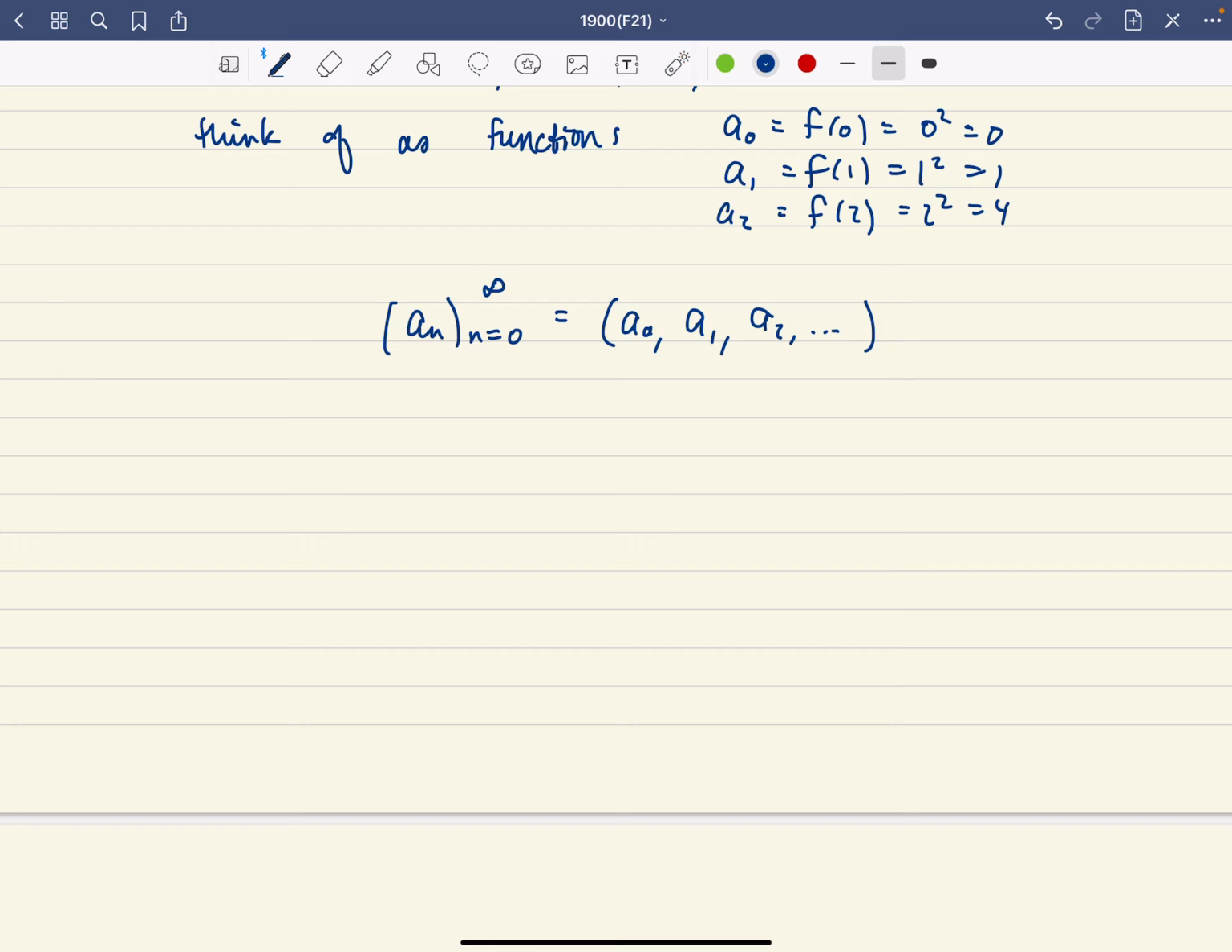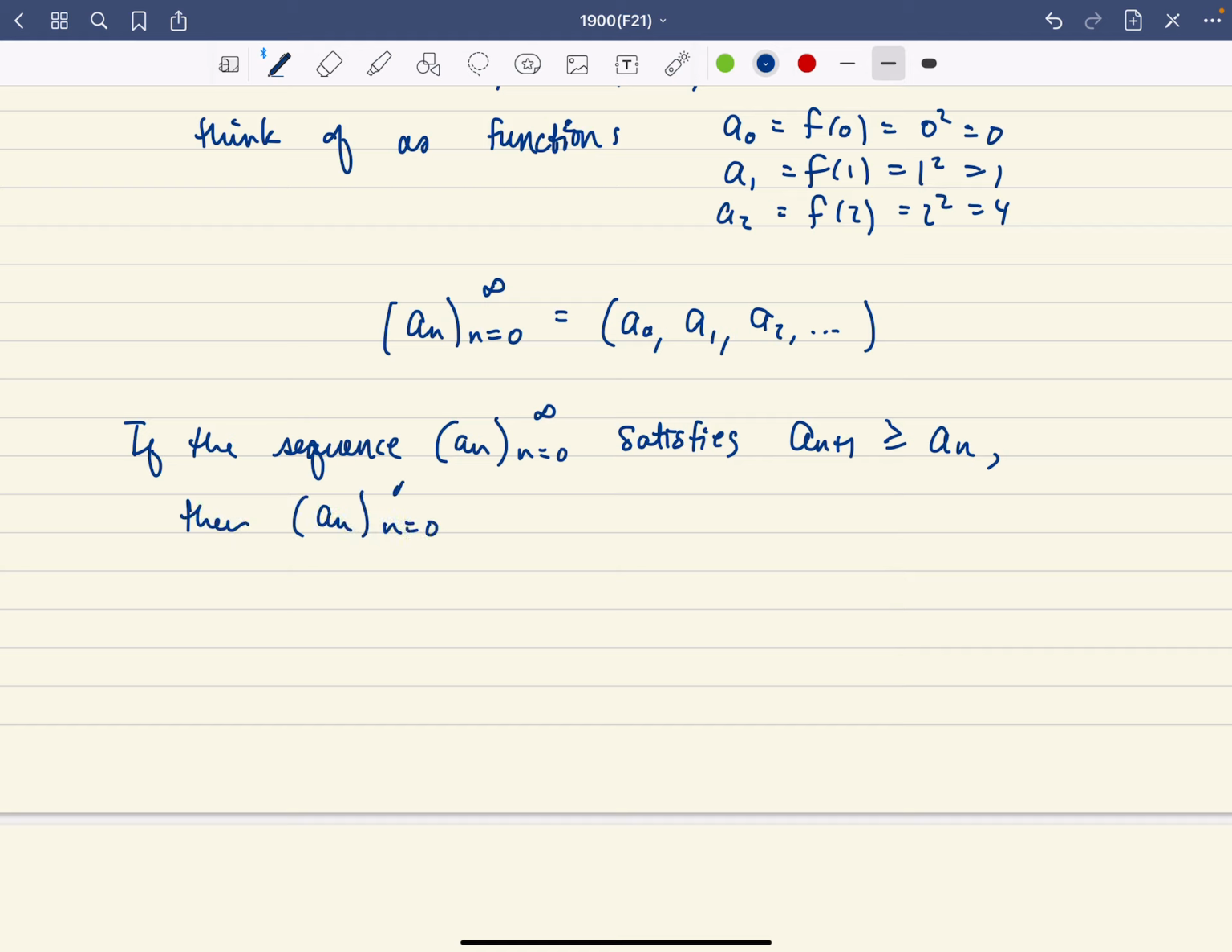Now, a few other things to say here about sequences. This will be a longer section, and therefore I'll have to break this up into a few videos. Here are a few properties of sequences that I think are worth talking about. The first is, if you have a sequence a sub n, which is our general form of a sequence, and the sequence satisfies the inequality that a sub n plus 1 is greater than or equal to a sub n, then we say that the sequence a sub n is increasing.